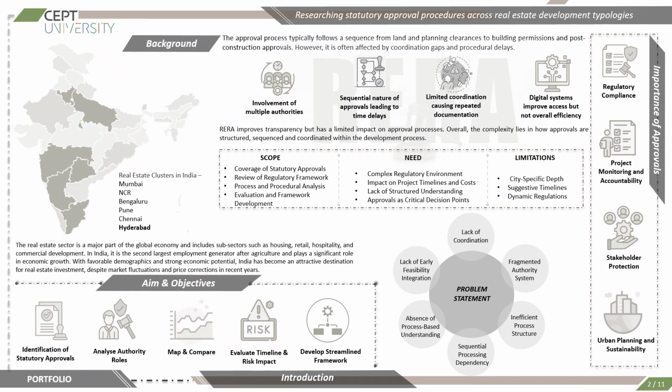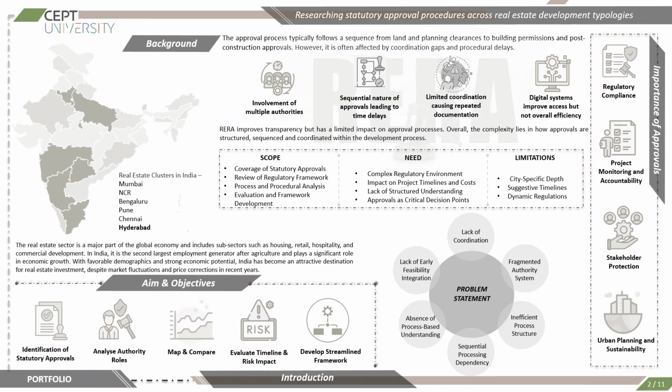Although digital systems and online portals have improved accessibility and transparency, they have not fully solved the issue of approval efficiency. This slide also highlights the role of RERA, the Real Estate Regulatory Authority, in improving transparency, accountability, financial security, and quality assurance in the real estate sector. While RERA strengthens governance and protects stakeholders, it has limited influence on simplifying the actual approval procedure between departments. The importance of approvals is another major aspect discussed here.